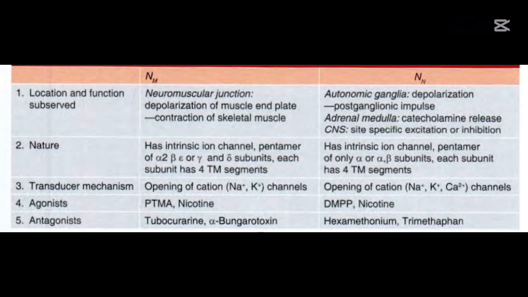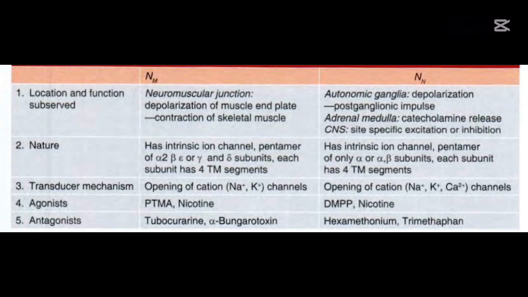Now, the NM receptor, which we call the neuromuscular junction receptor, what happens? They are stimulated by what we call PTMA. What is PTMA? We call it phenyl trimethyl ammonium. Don't forget. PTMA is called phenyl trimethyl ammonium. And they are inhibited by tubocurarine. I said this from the beginning. Tubocurarine inhibits them while they are activated by PTMA.